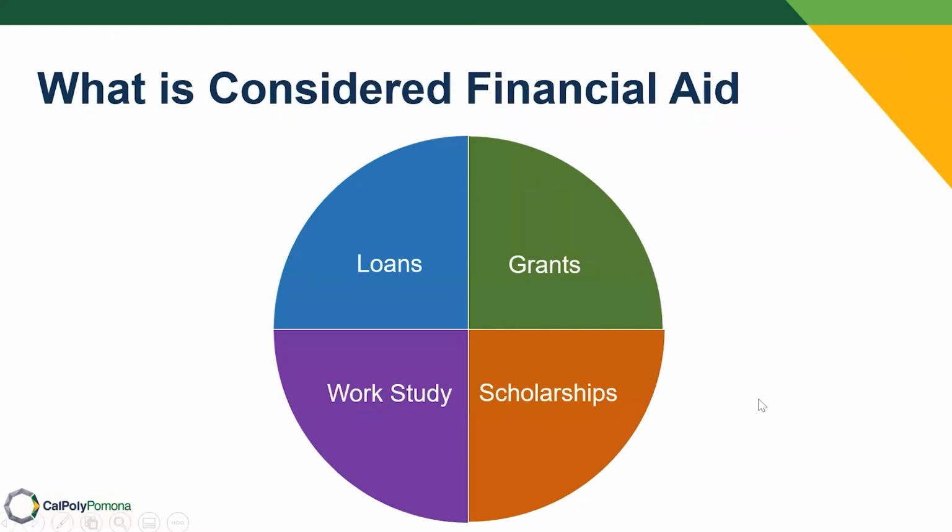Financial aid is made up of these four things here, and that's your loans, whether they're federal or state loans, grants, again, federal, state grants, institutional grants, scholarships, ones that are on campus or off campus, maybe from outside organizations, and then federal work study.